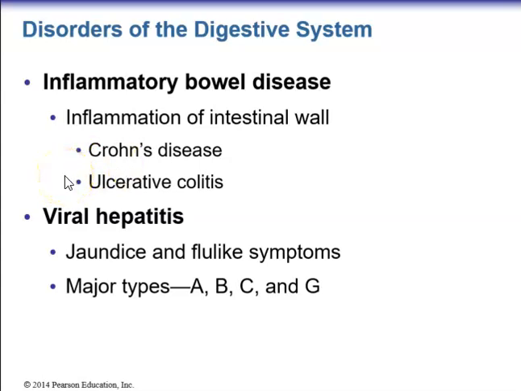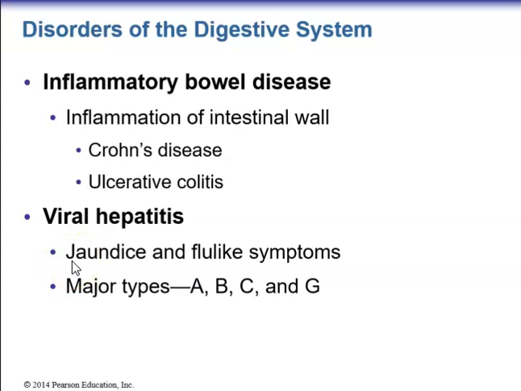Another disorder of the digestive system is viral hepatitis. So anything that ends in itis, inflammation of. So inflammation of the liver due to viruses. This usually causes jaundice. Jaundice is that yellowing of the skin and mucous membranes, especially in the eyes.